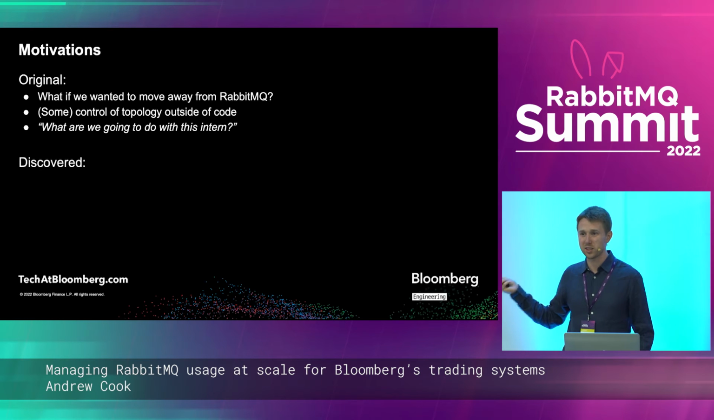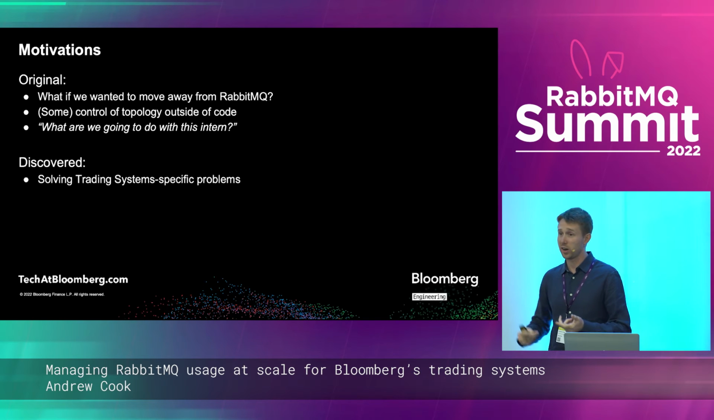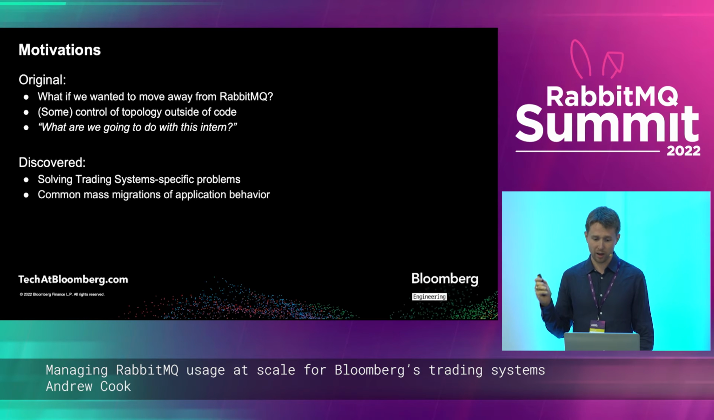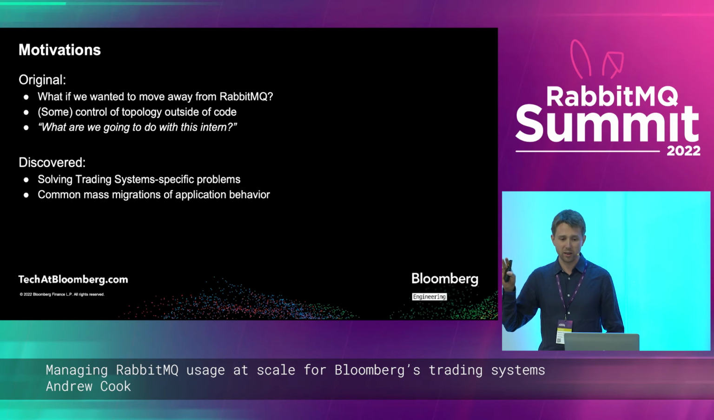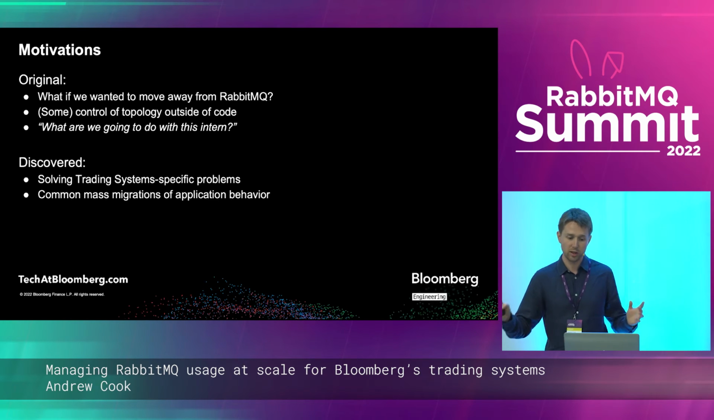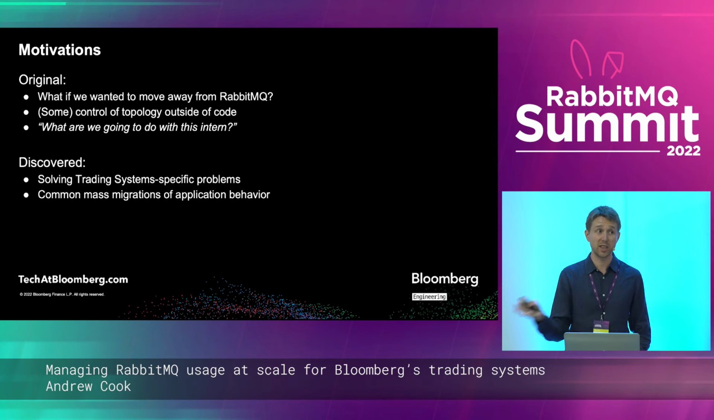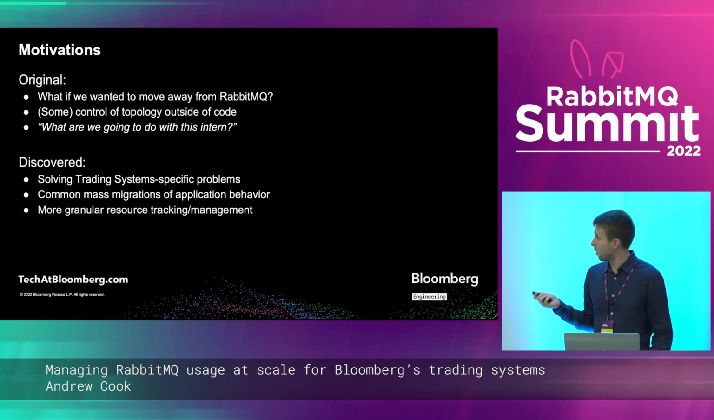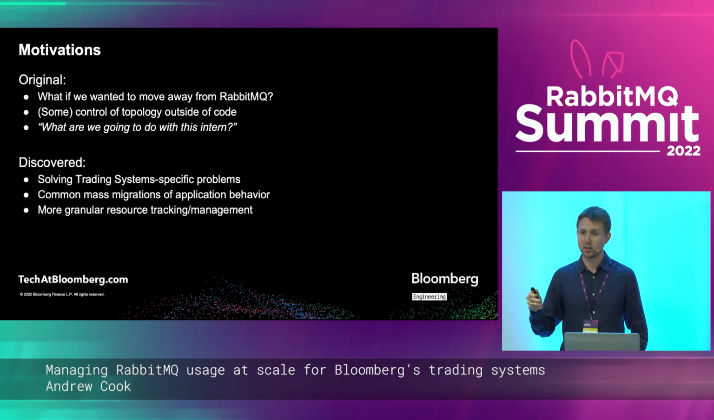But some things that we didn't realize at the time that we ended up discovering were that we could solve those problems of sharding, of the multiple production tiers, of this complex resource management much more easily with the system that we ended up building. We didn't realize how commonly we would need to do fairly huge mass migrations of the application behavior. So having it all externalized made it much easier to do across our entire organization. And finally, I hope this is final, we are able to do much more granular tracking and resource management.